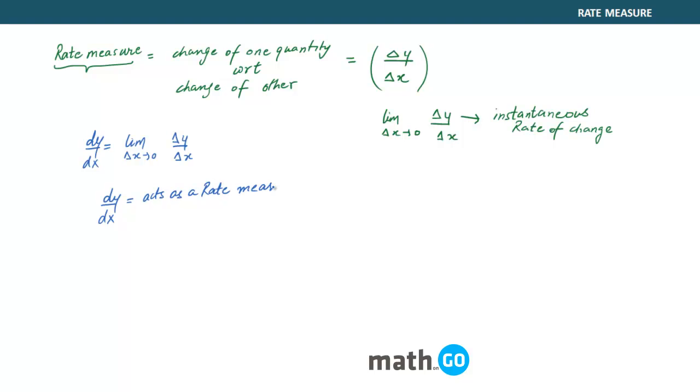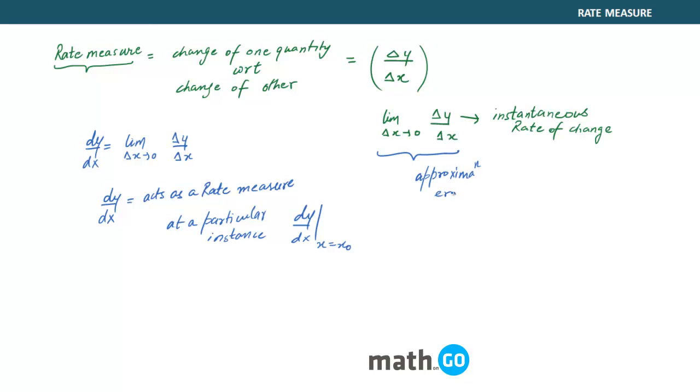And if you want to find this rate measure at a particular instance, then you just have to find the derivative at that particular instance. For example, we are finding with respect to x, so you can say the value at x naught. This will give you the instantaneous rate of change at x equal to x naught. So this is the basic concept. In fact, this definition of dy by dx will also be used in the topic approximations and errors. We will be covering that too today.